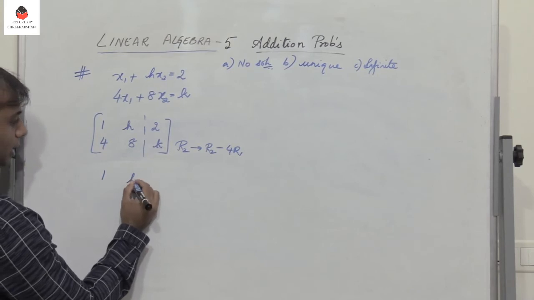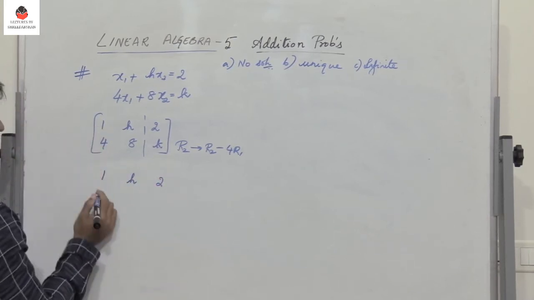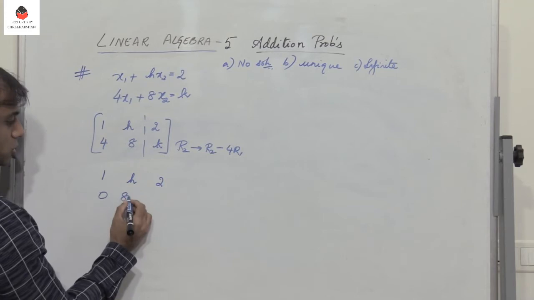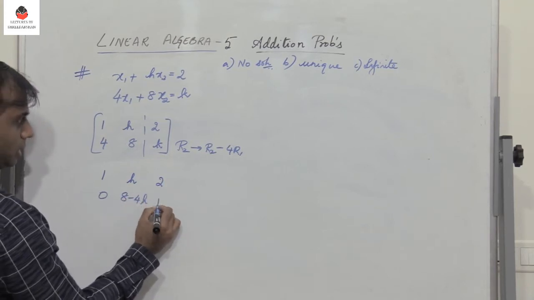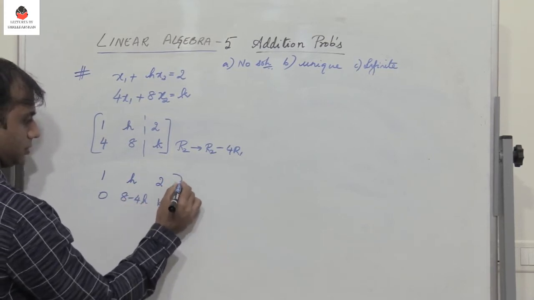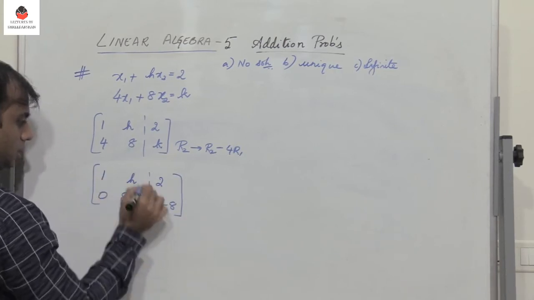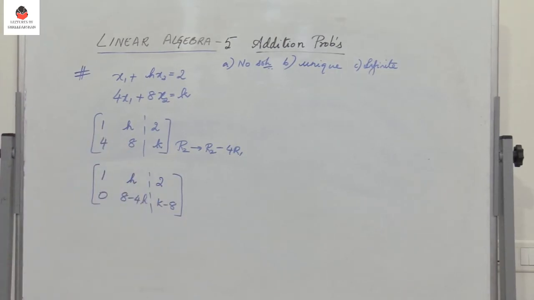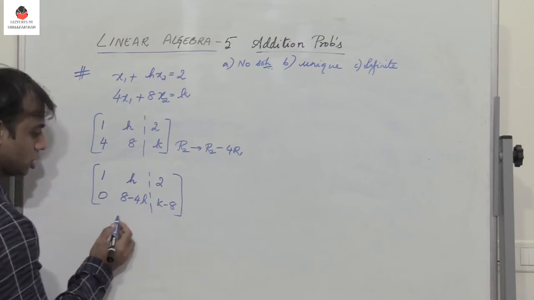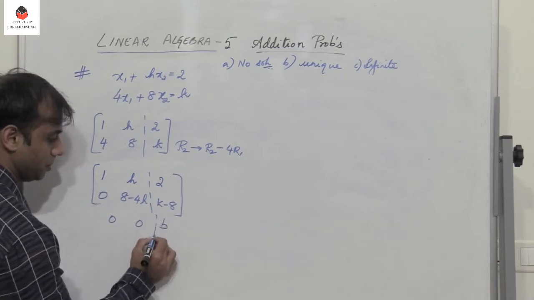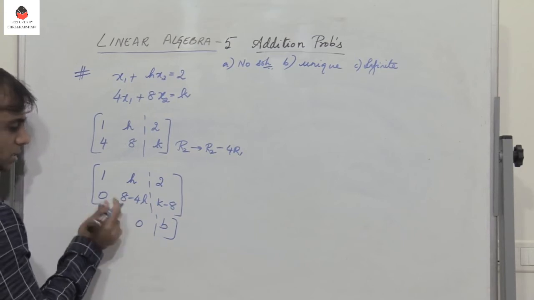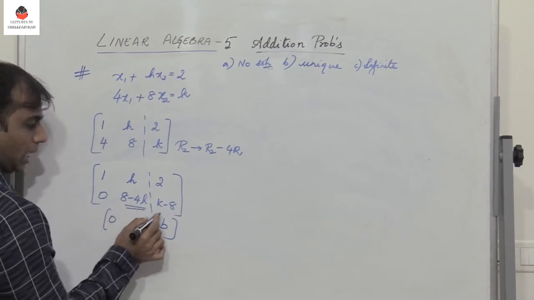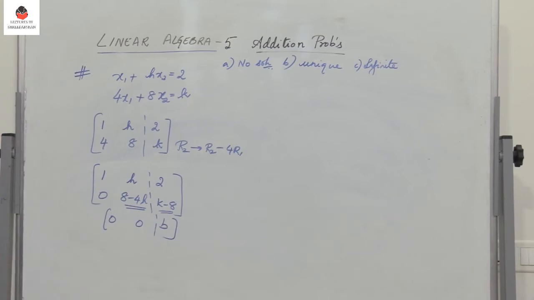So we get 1, h, 2, 4 minus 4 is 0, 8 minus 4h, and then we get k minus 8. So this is the augmented matrix. First, let's try to understand what is the condition for no solution. The condition for no solution is 0, 0, b. That means this element should be 0 and this element here should not be equal to 0.